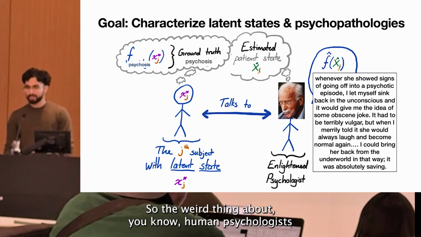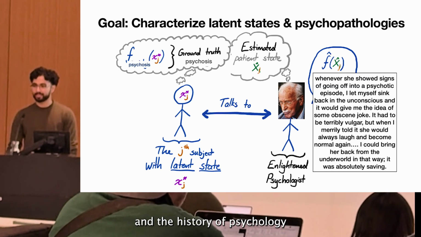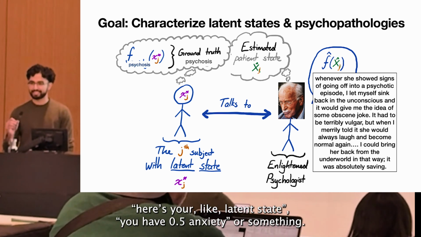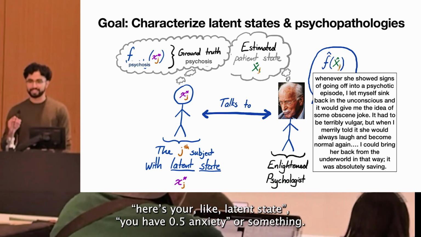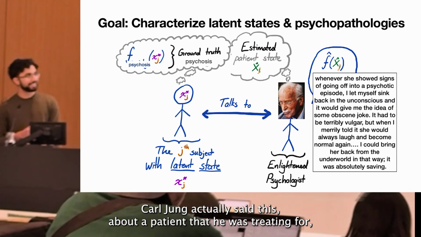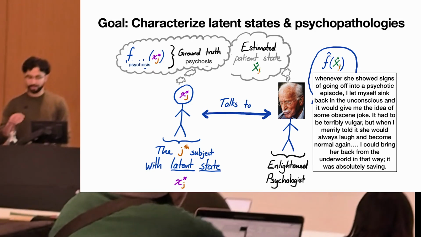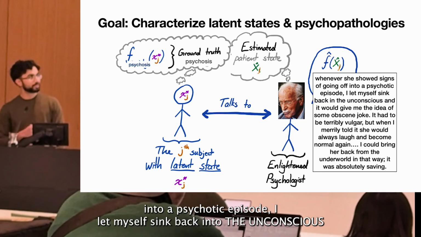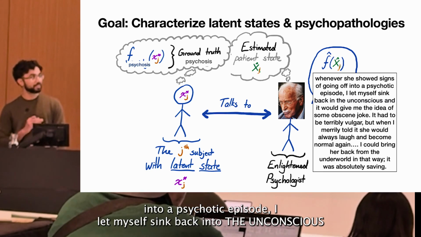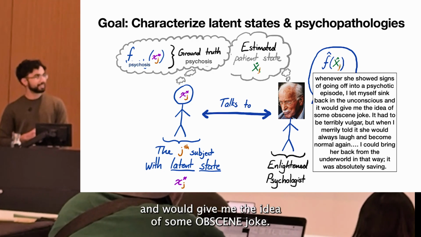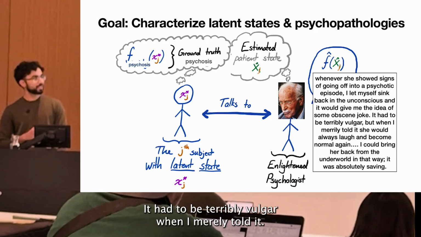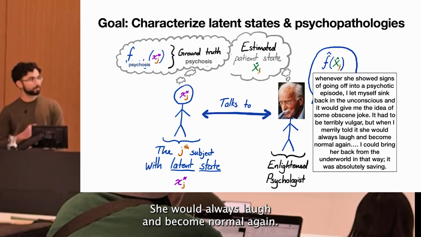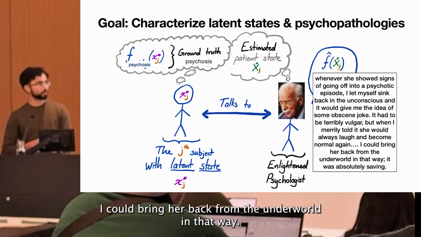So the weird thing about human psychologists and the history of psychology is that they say some crazy stuff. In addition to just saying, oh, here's your latent state, you have 0.5 anxiety or something, Carl Jung actually said this about a patient that he was treating for psychosis, where he said, whenever she showed signs of going off into a psychotic episode, I let myself sink back into the unconscious, and it would give me the idea of some obscene joke. It had to be terribly vulgar, but when I merrily told it, she would always laugh and become normal again. I could bring her back from the underworld in that way.